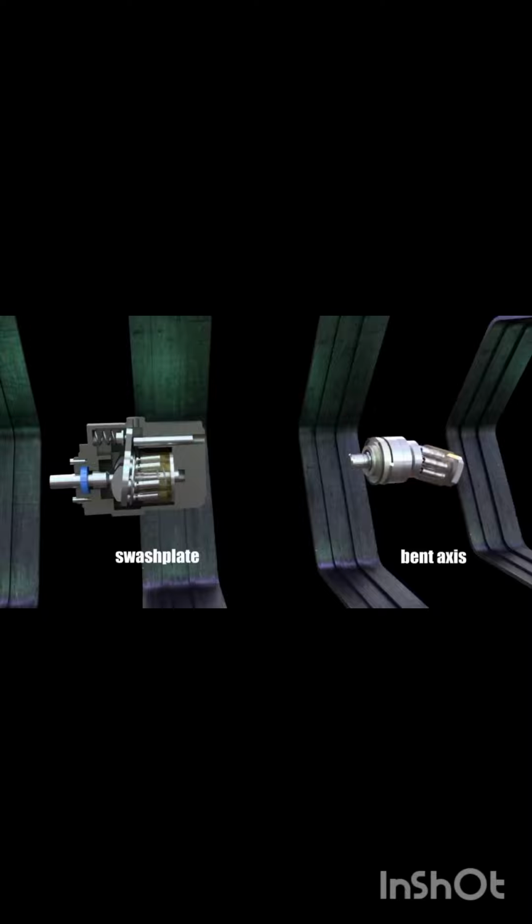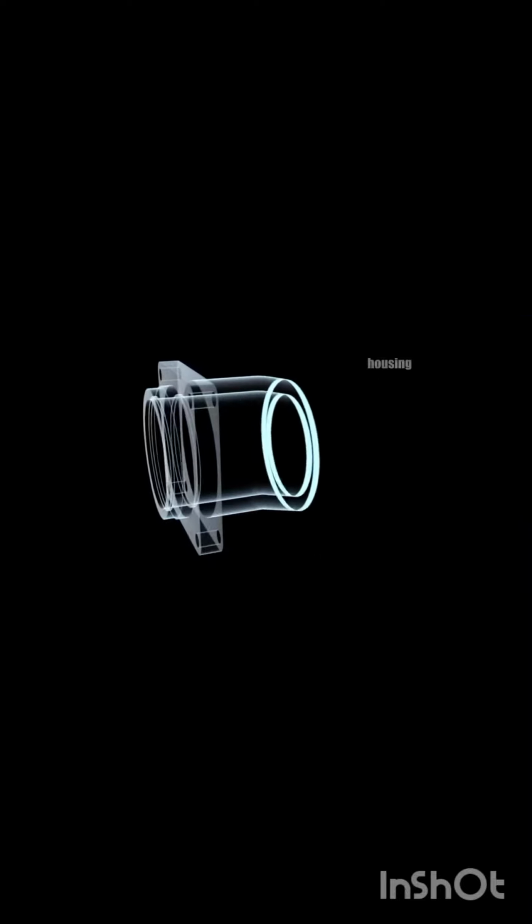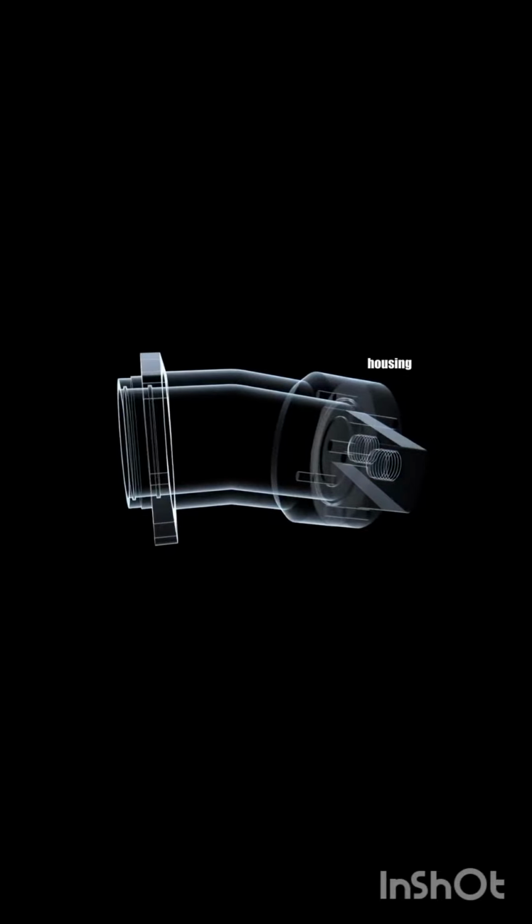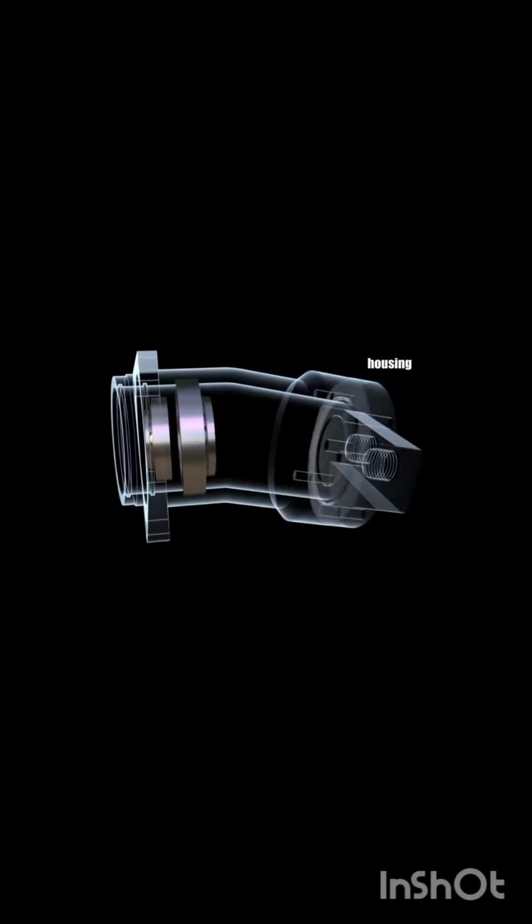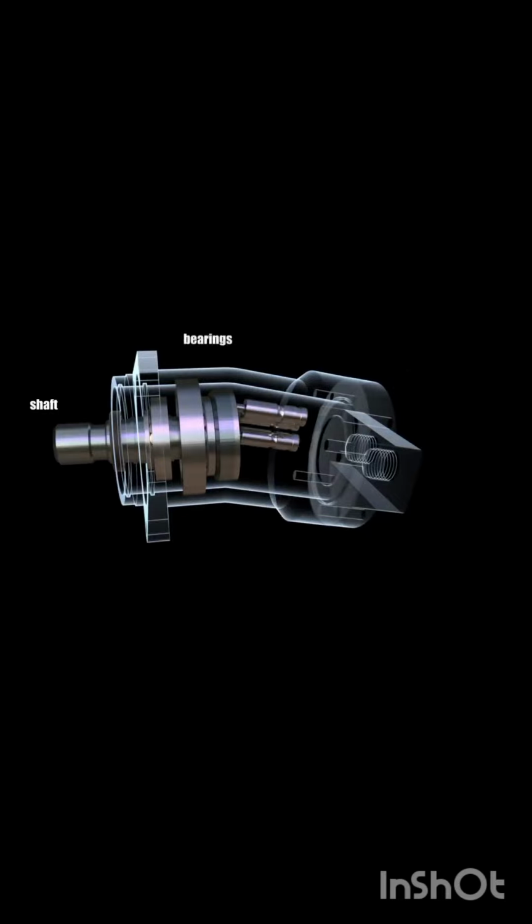First, let's check the pump design. Let's take an adjustable bent axis pump as an example. The pump housing has a distinctive curved shape, and its shaft is supported by bearings. The pistons are attached to the shaft with spherical bearings and placed into the inclined block mounted on the axis.